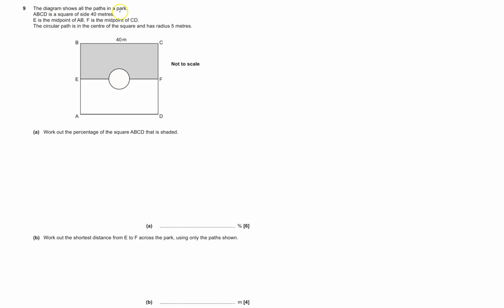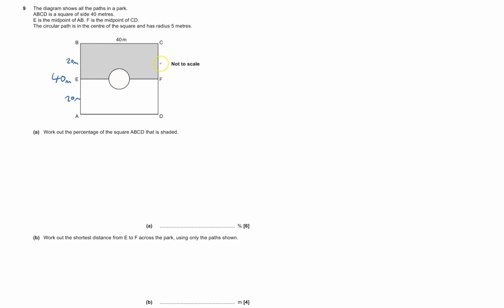Okay, so this diagram shows all the paths in a park. A, B, C, D is a square of 40. I'm going to start annotating my diagram for this one. That's 40 metres there as well. So it's a square. E is the midpoint of AB, so that's 20 metres, and that's 20 metres.